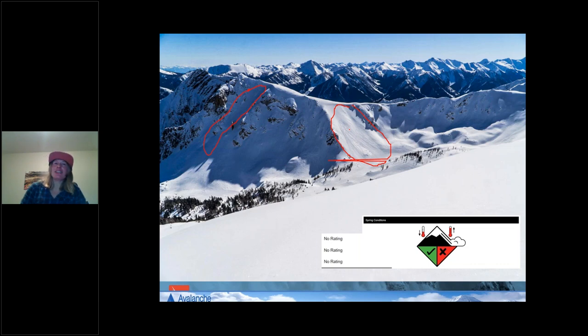So really, during those spring conditions, it's generally easy to forecast for when it's warm. When it's hot, it's dangerous. When it's frozen, it's not. But there are exceptions, and you just have to be your own forecaster.